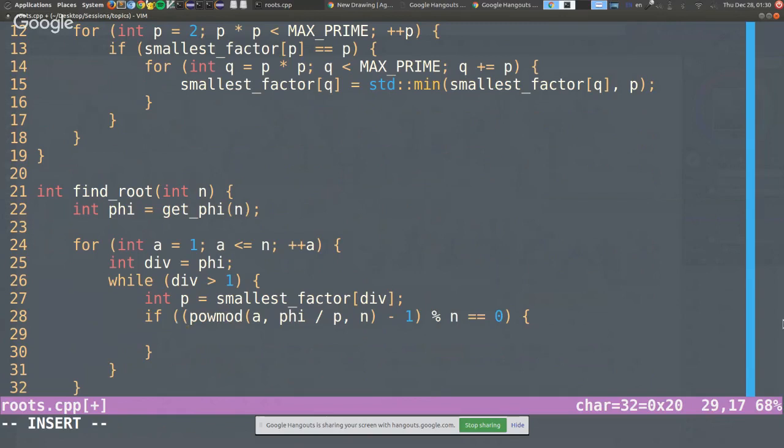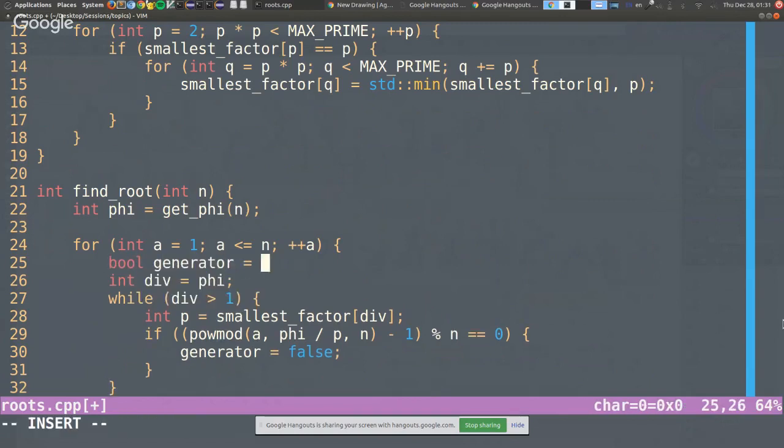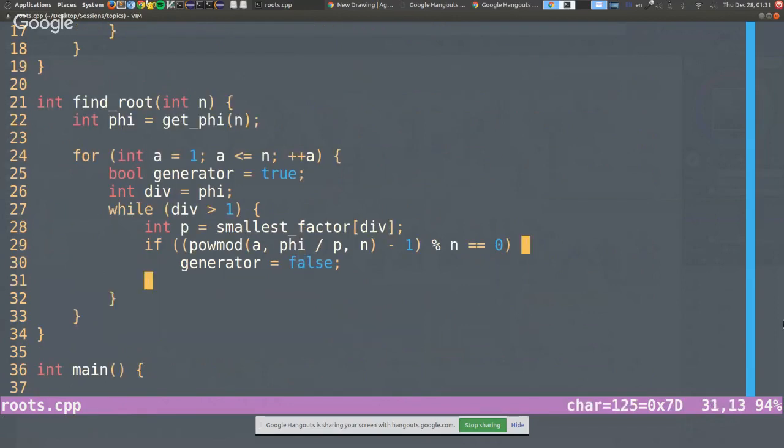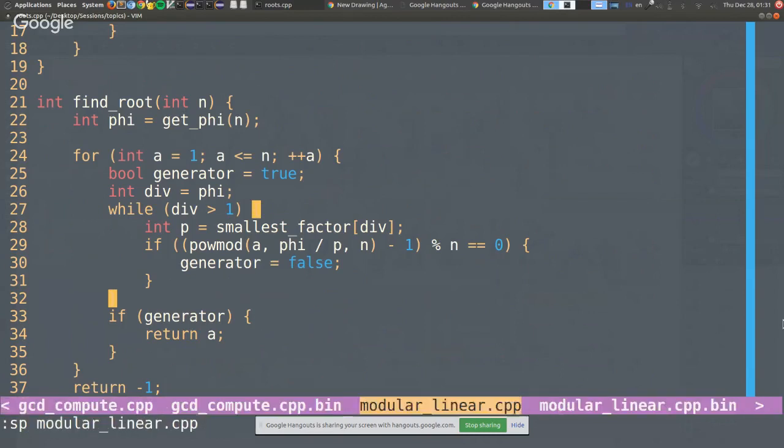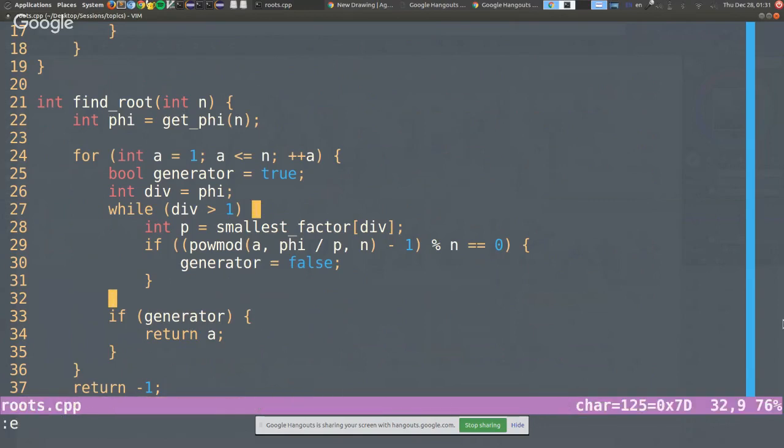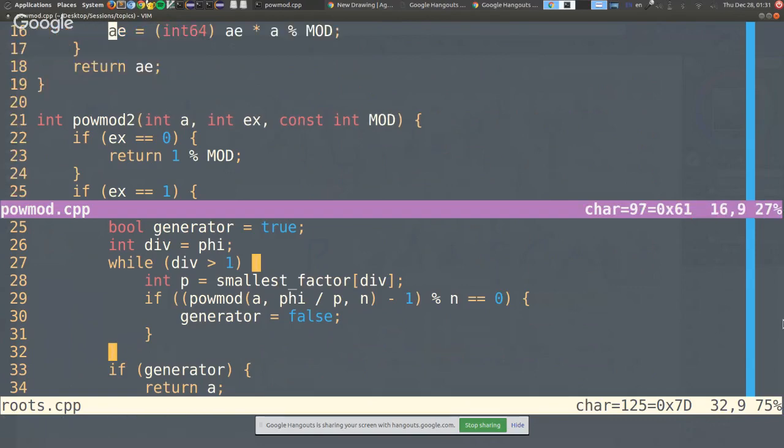Here we have a flag that we will check. If it got false here, it means that this number is not a root or not a generator. If this flag is true, then we can return this a, otherwise we need to keep going.